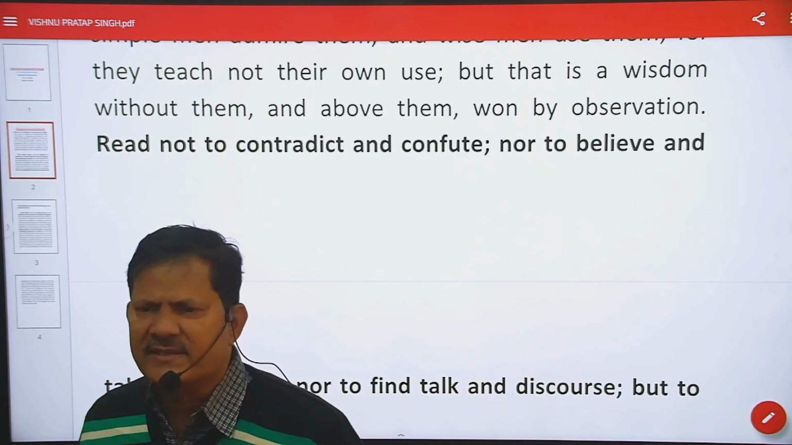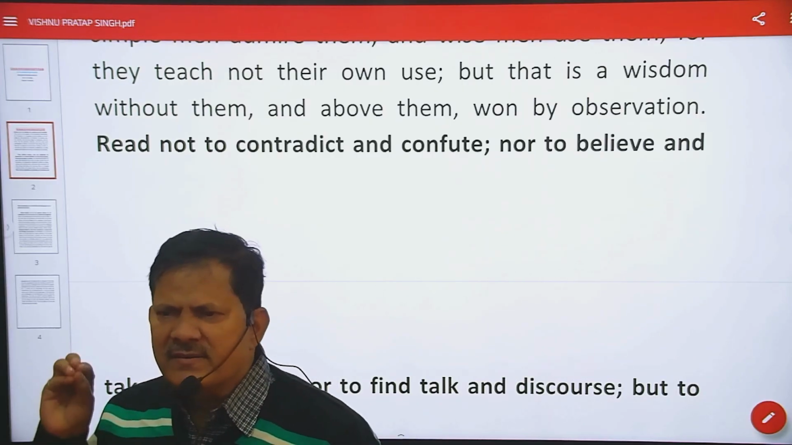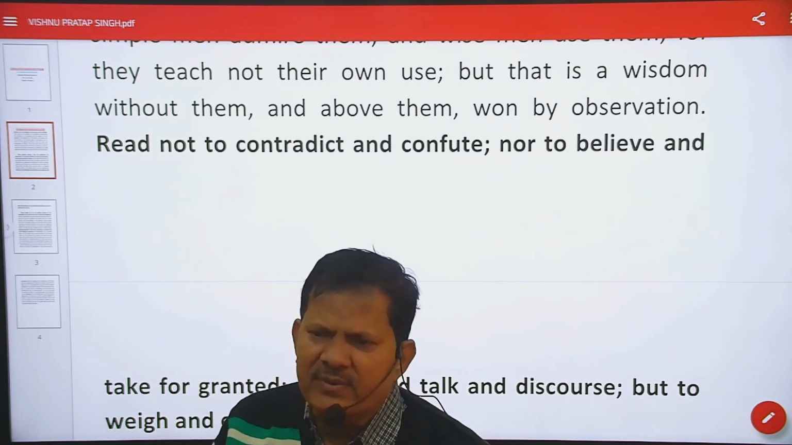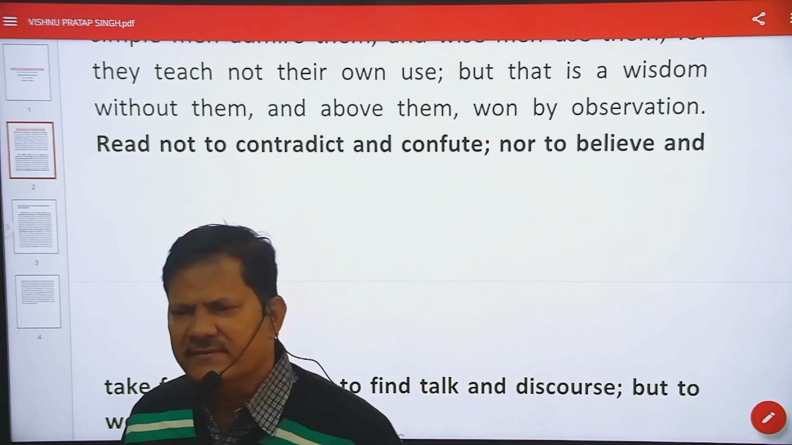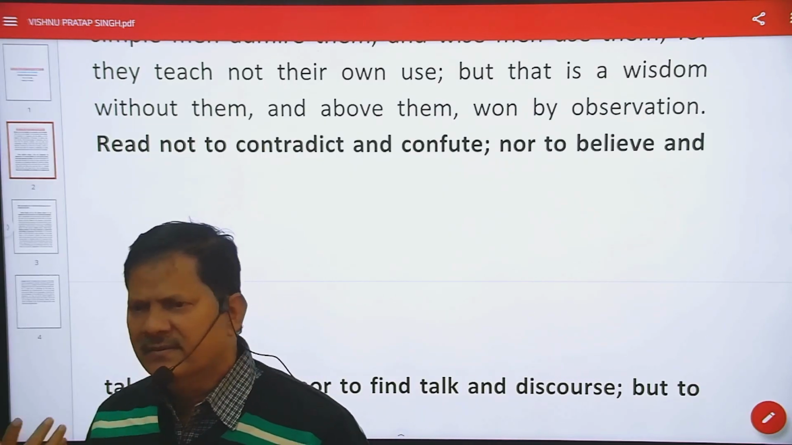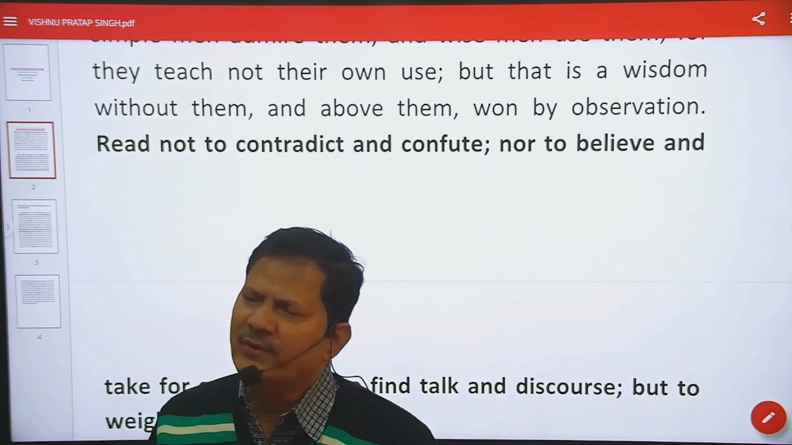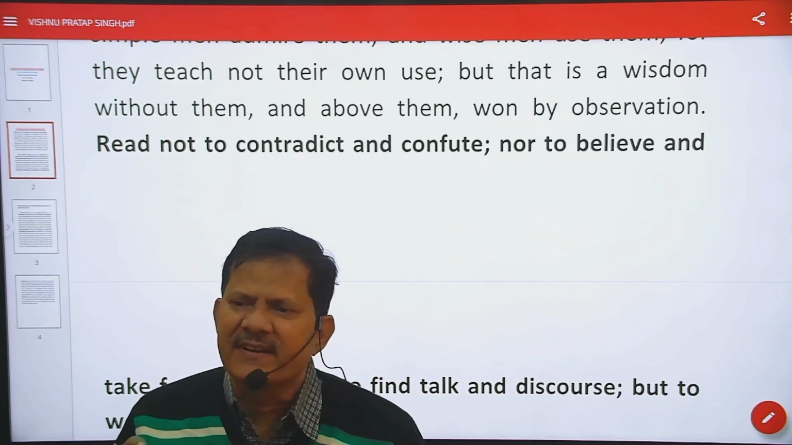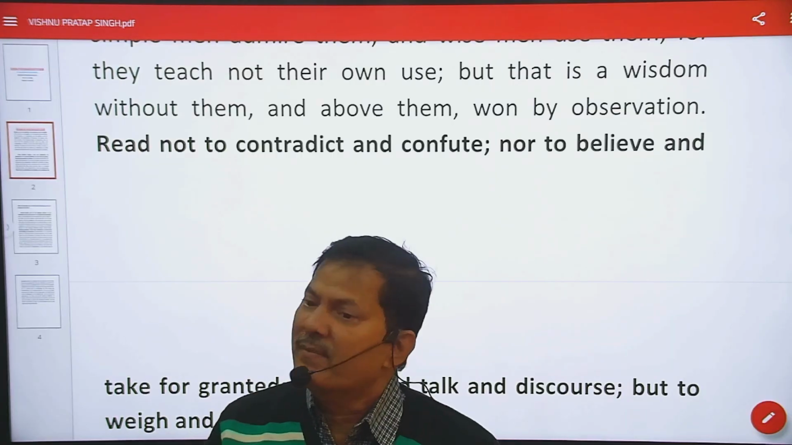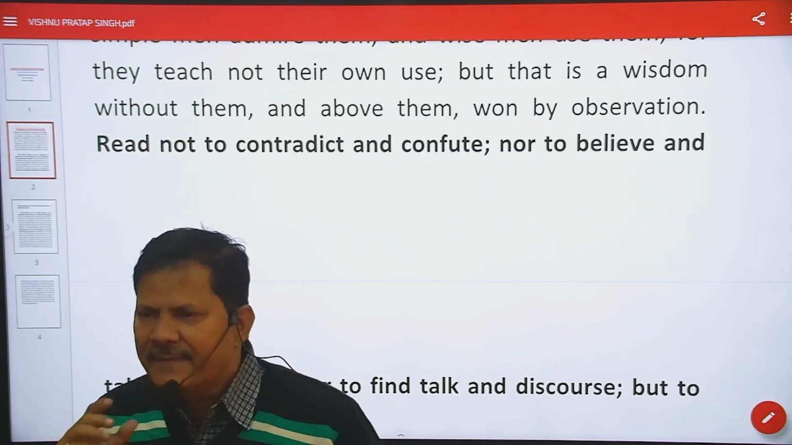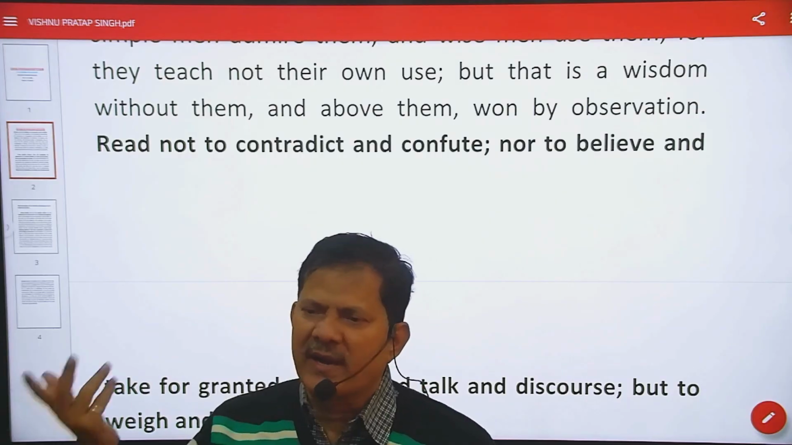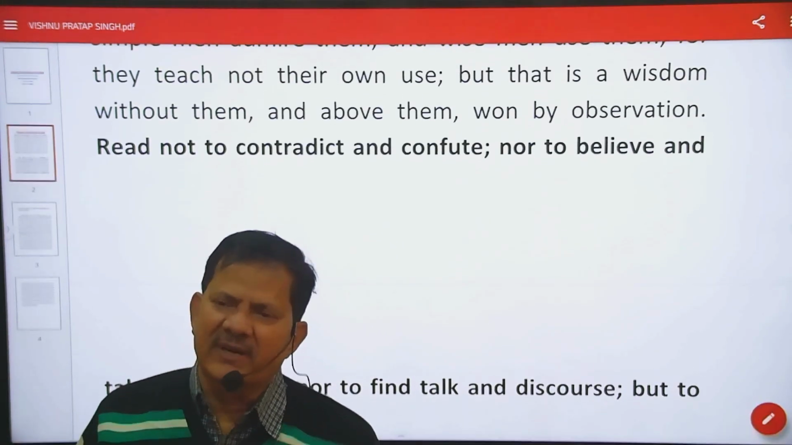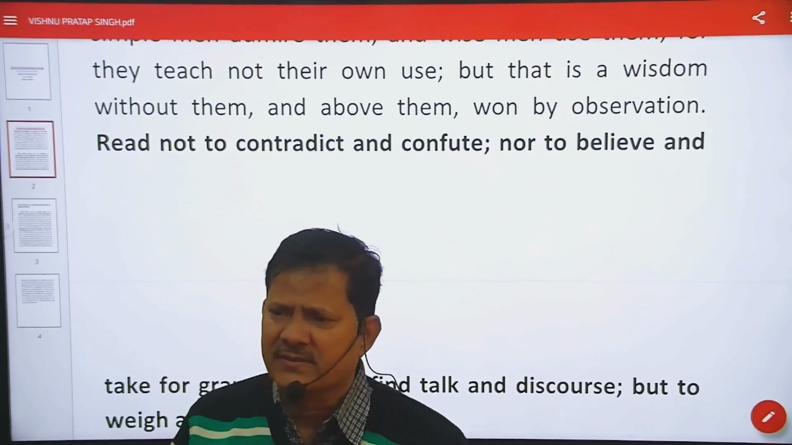Study is not for that. Study is not for contradiction. It is not for confuting something. It is not to believe something and take for granted. I don't believe, and I have to believe, and so I could only believe if I find it written somewhere. No, one must not. Nor should one study to find talk and discussions among my friends and so on. No, not at all. One must not.